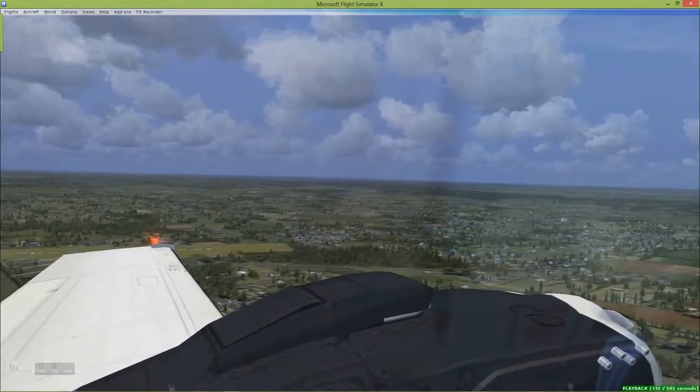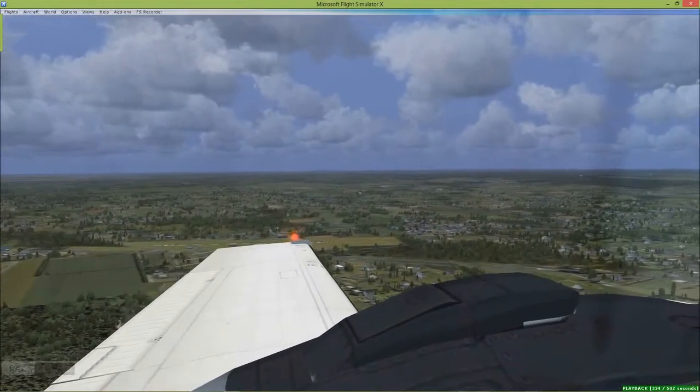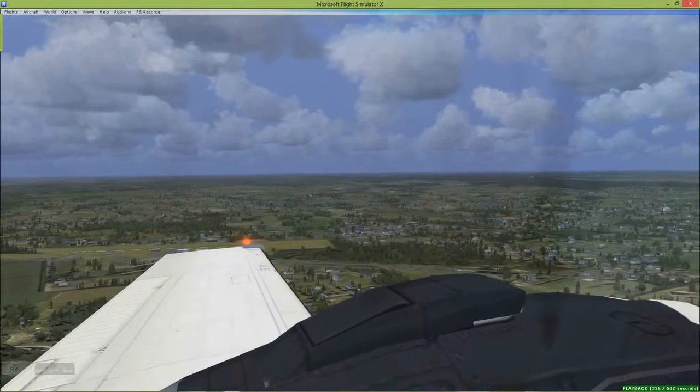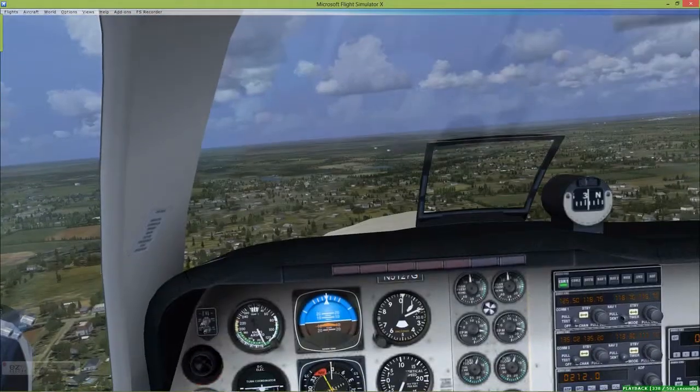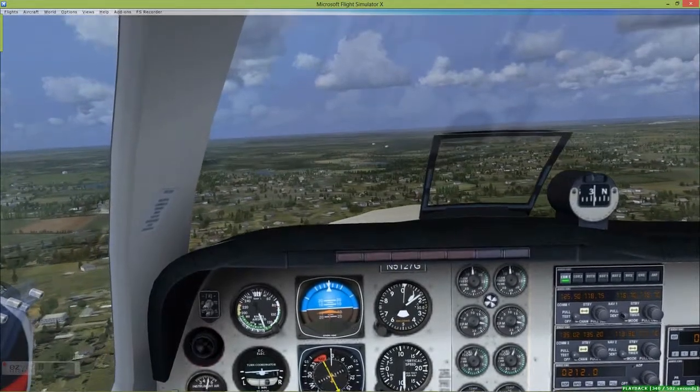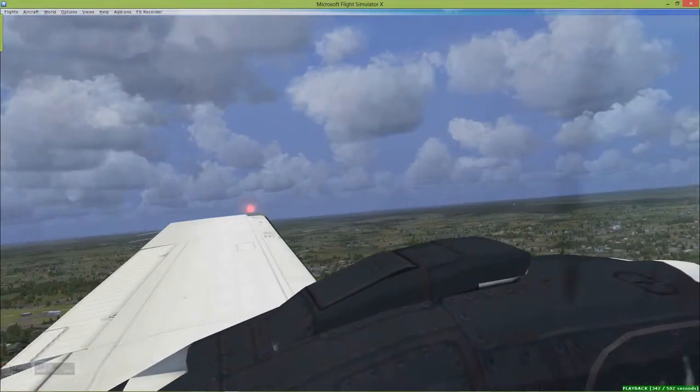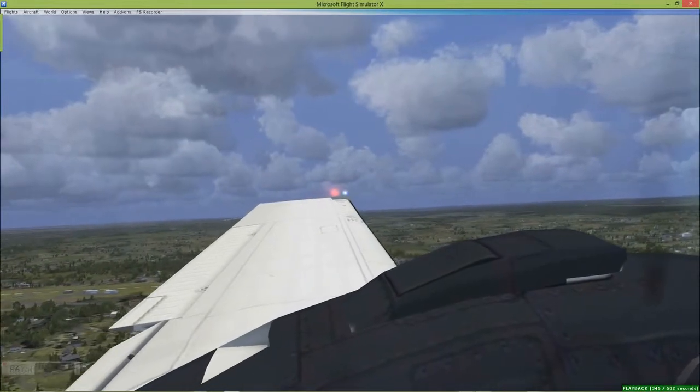So here we've made the initial turn, which is a right turn, but all the turns now in the pattern will be a left turn. You can see we're abeam midfield, and we'll proceed on the downwind leg. Left-hand traffic for runway 21.